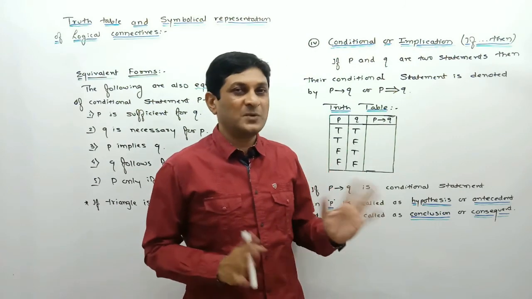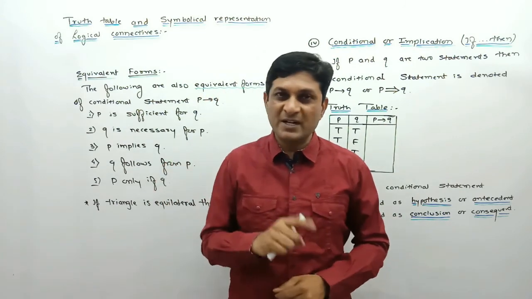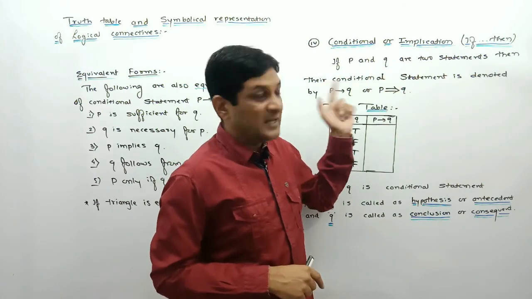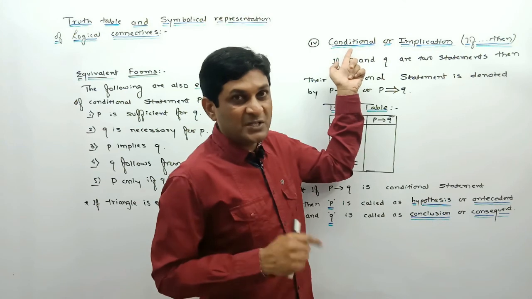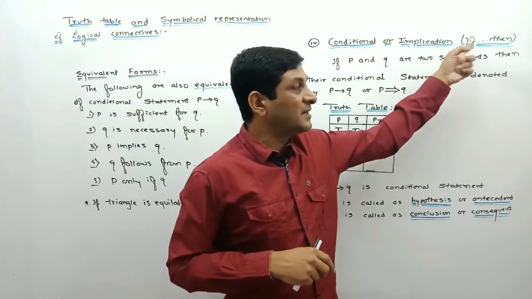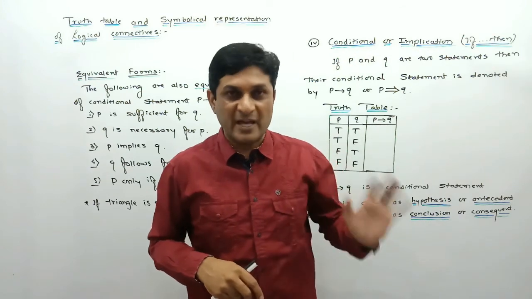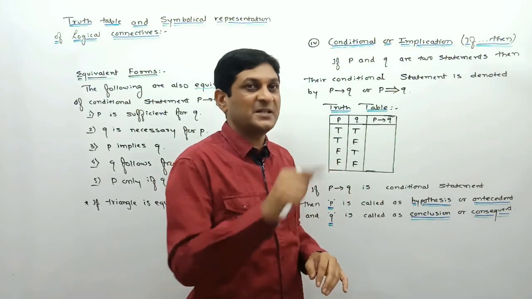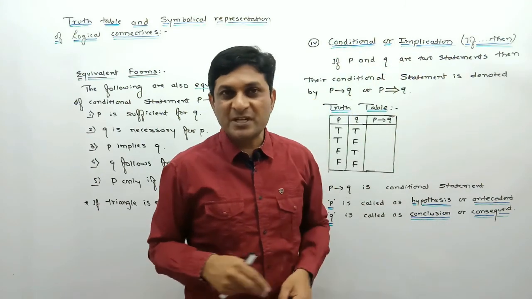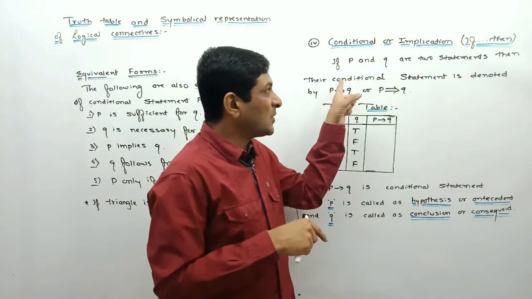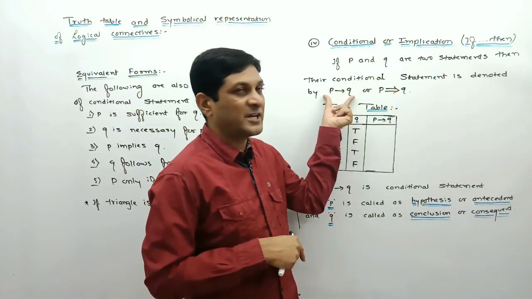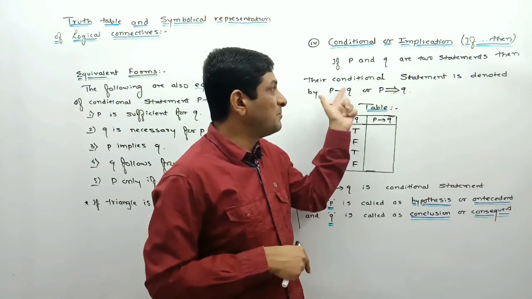So first let us try to understand the symbolical representation. If P and Q are two statements, then they form a conditional statement. Conditional statement means two parts, P and Q, connected by which logical connective? If then. At that time we can say that it is a conditional statement. If P and Q are two statements and we are connecting these two statements by if then, it is called a conditional statement, and this conditional statement is symbolically denoted by this symbol: P implies Q.